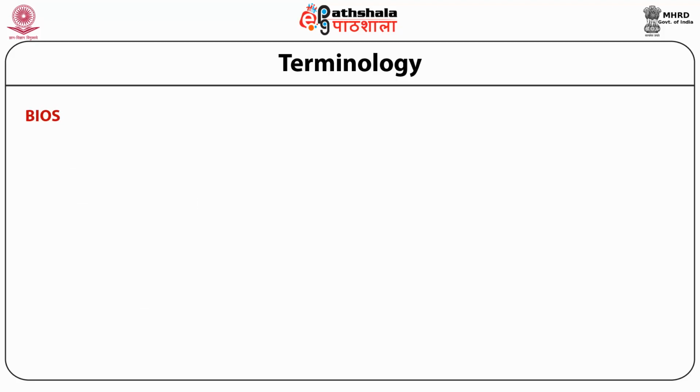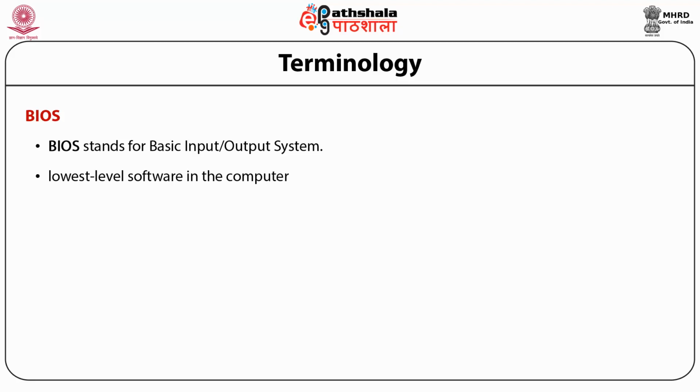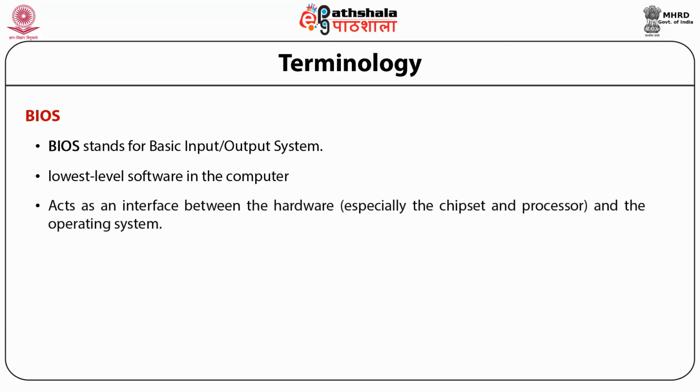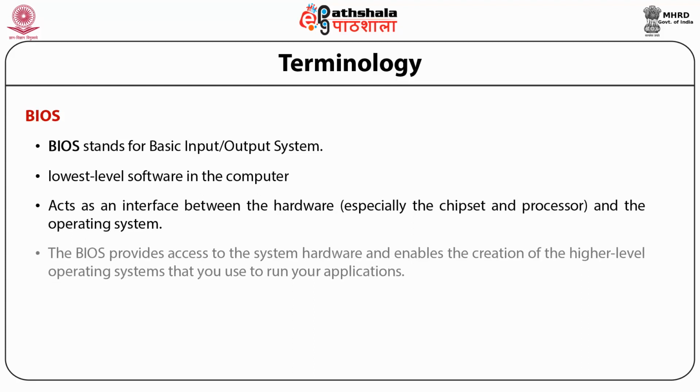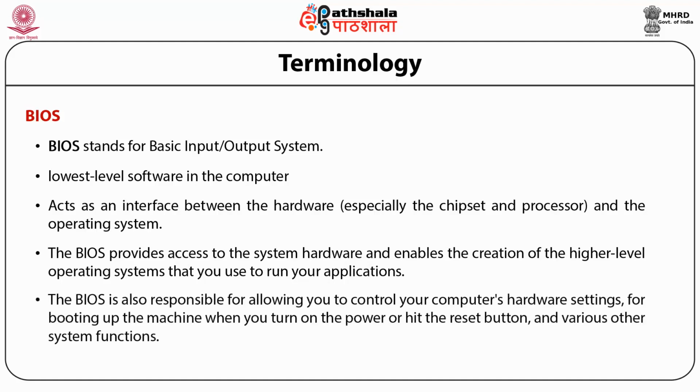Next definition is BIOS. BIOS stands for Basic Input Output System. It is the lowest level software in the computer. It acts as an interface between hardware, especially the chipsets and processors, and the operating system. The BIOS provides access to the system hardware and enables the creation of high-level operating systems that you use to run your applications. The BIOS is also responsible for allowing the user to control the computer's hardware settings, for booting up the machine when the user turns on the power or hits the reset button, and for various other system functions.